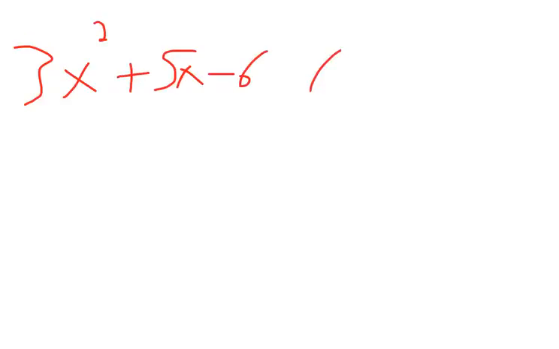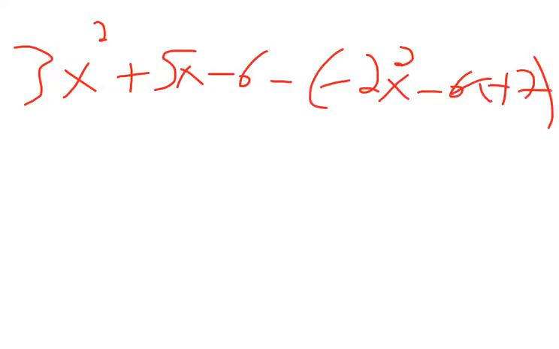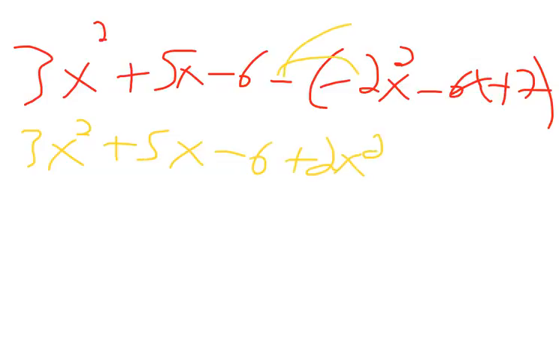So suppose you want to do this: 3x squared plus 5x minus 6 minus negative 2x squared minus 6x plus 7. It's just like terms in essence in this problem. Let's distribute first so we don't get messed up. 3x squared plus 5x minus 6, a minus and a minus is plus 2x squared, minus the plus 6x, and the plus is a minus.